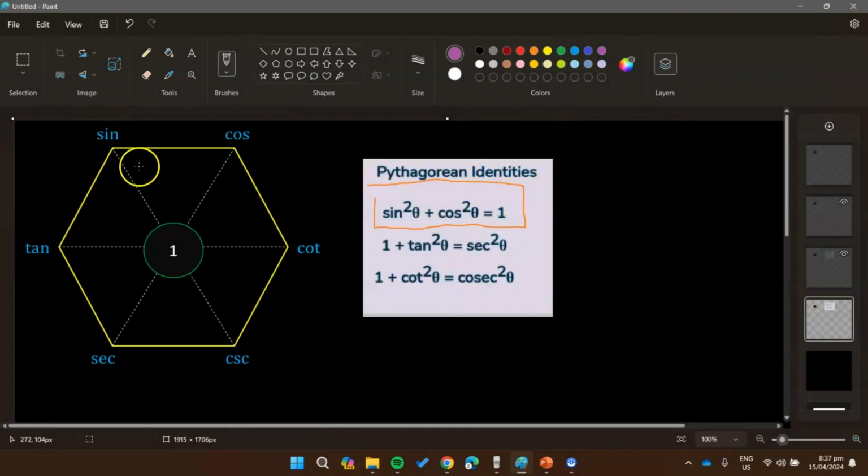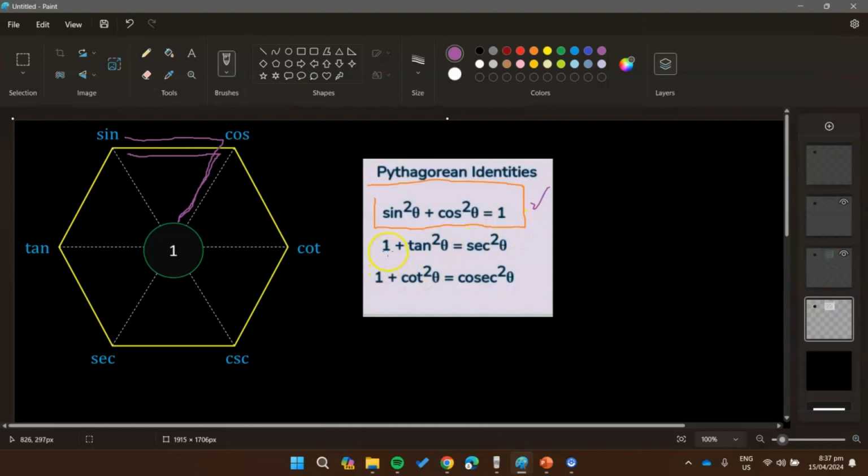So this is what we're going to do. We have here sine squared plus cosine squared. That will give you 1. Alright, again, sine squared plus cosine squared, that gives us 1. Alright, so again, this is that.